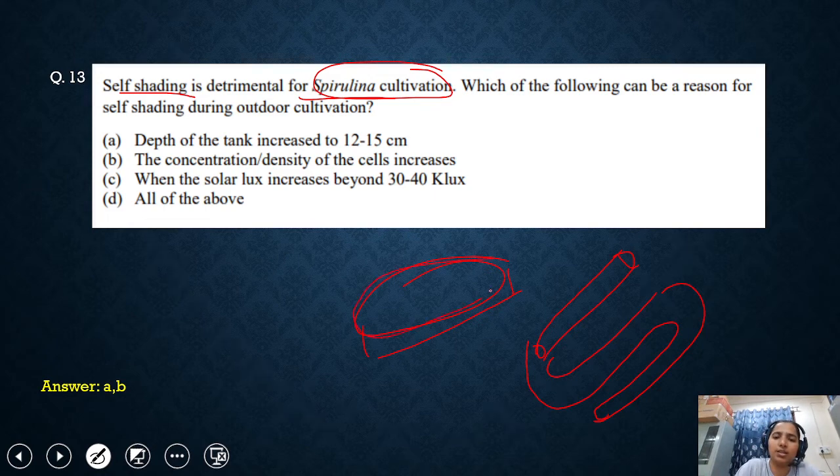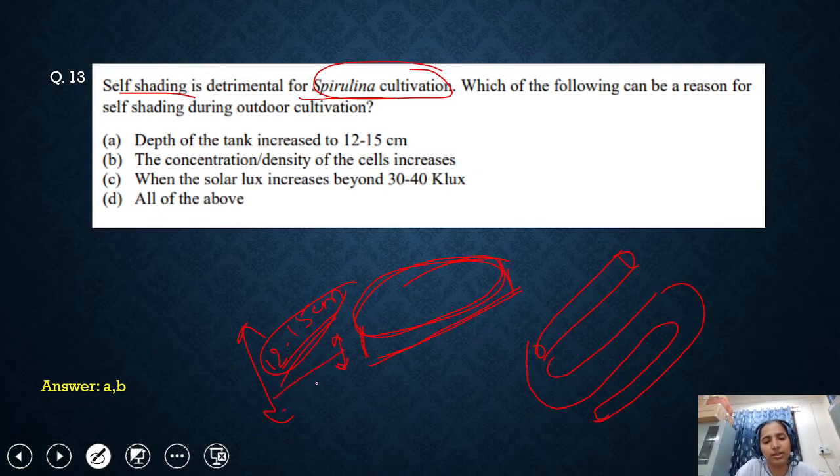This well type of formation is also there for this fermentation. So what happened when you increase the depth beyond 12 to 15 centimeter, like if the depth is 15 centimeter or more than that, or even more than 10 to 15 centimeter, this is detrimental. Why?